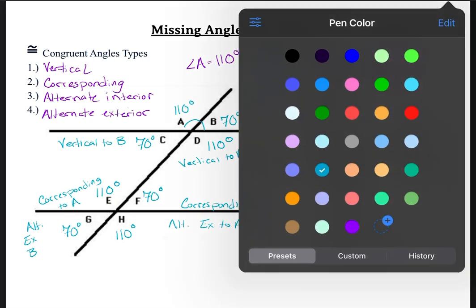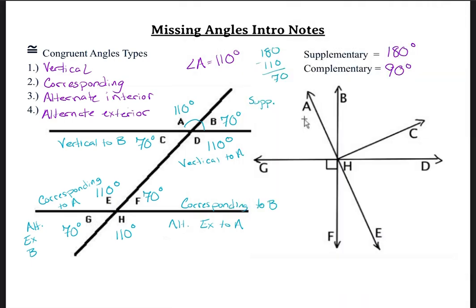I'm going to change my color again. All right, so this time we're going to go ahead and label the ones that we do know. I know this little square right here. This tells me that that is a right angle, which is 90 degrees. But we do need to know at least one other angle.